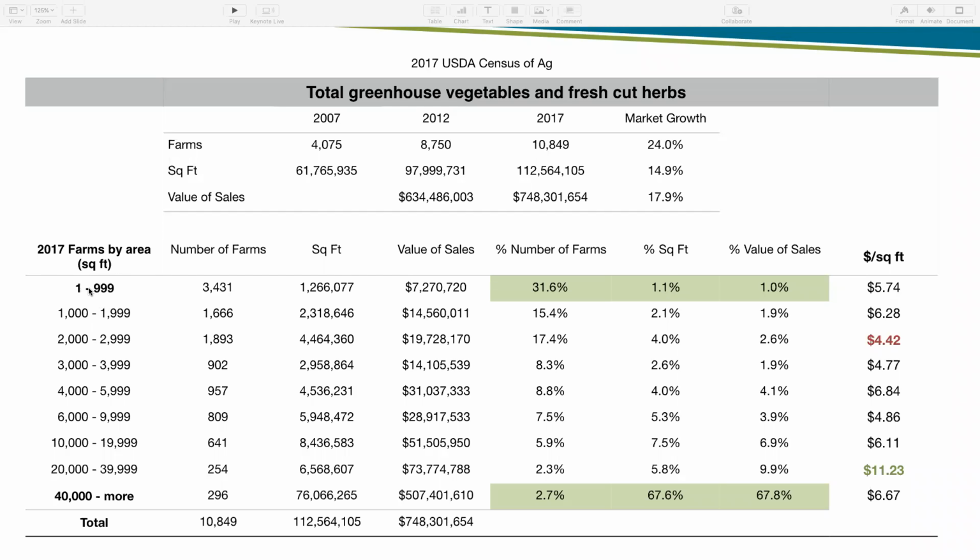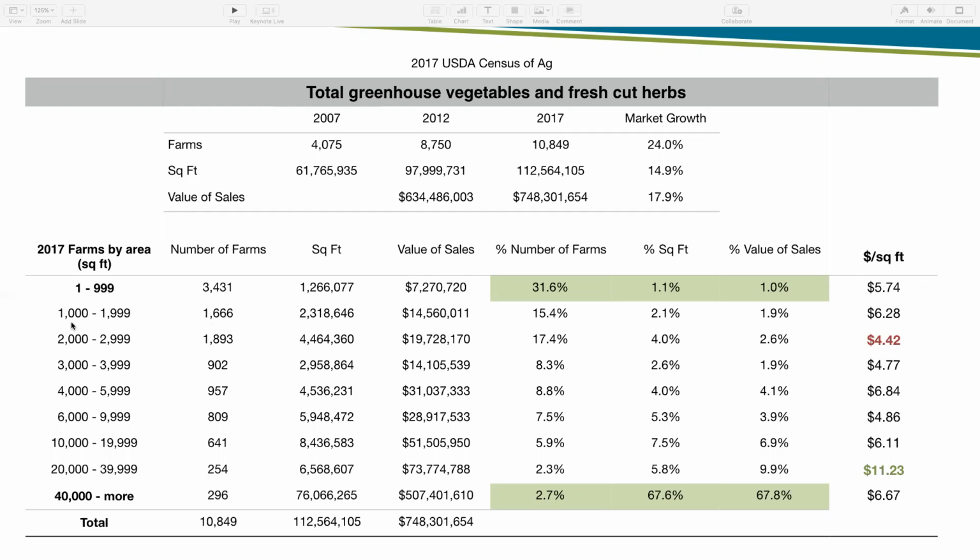The very small farms, 1 to 999 square feet, represent 31.6% of the number of farms in the US. But they cover just 1.1% of the square footage of the total industry, and they represent a value of sales of 1%. For these small facilities, they are getting an average of $5.74 per square foot of what they're selling. And keep in mind, this is total greenhouse vegetables. It's a mix of tomatoes and other greenhouse vegetables.